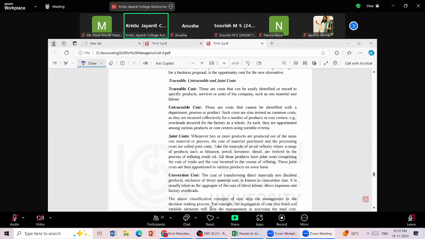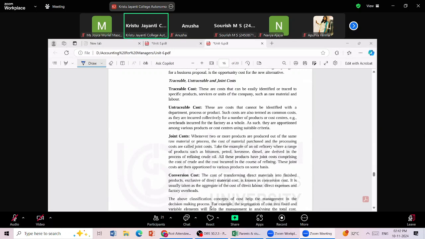Then traceable and untraceable cost. Traceable cost is one you can identify. Untraceable cost is one you cannot identify because it happens in common, so you cannot identify it.